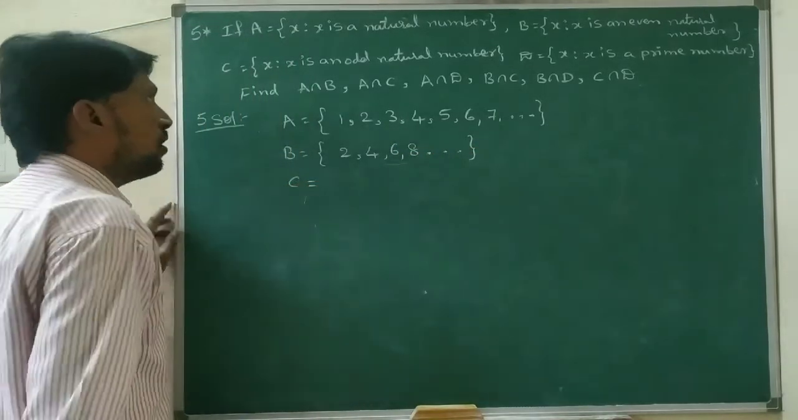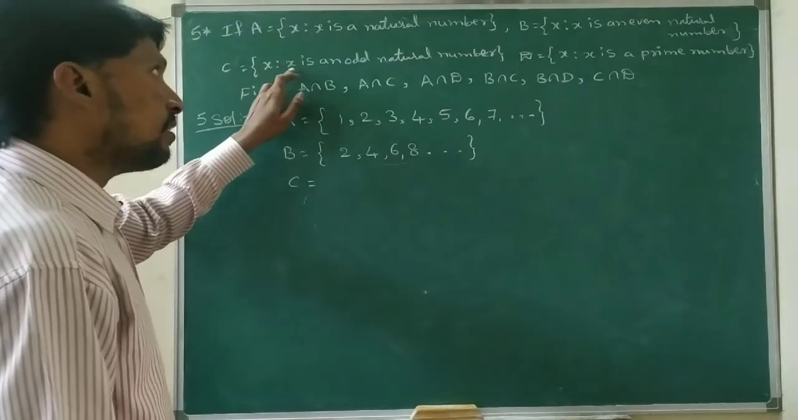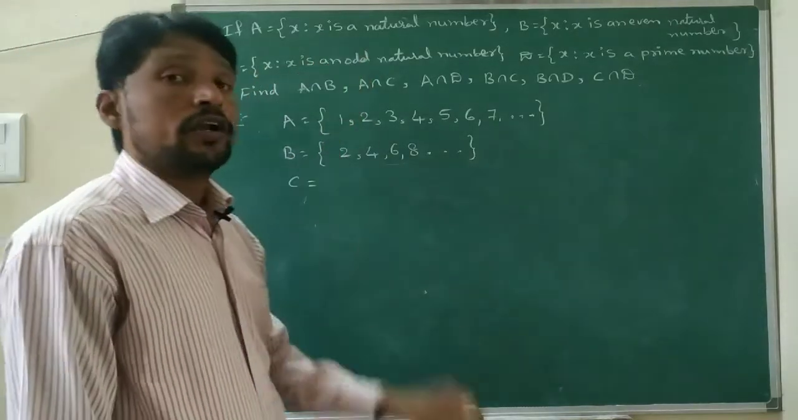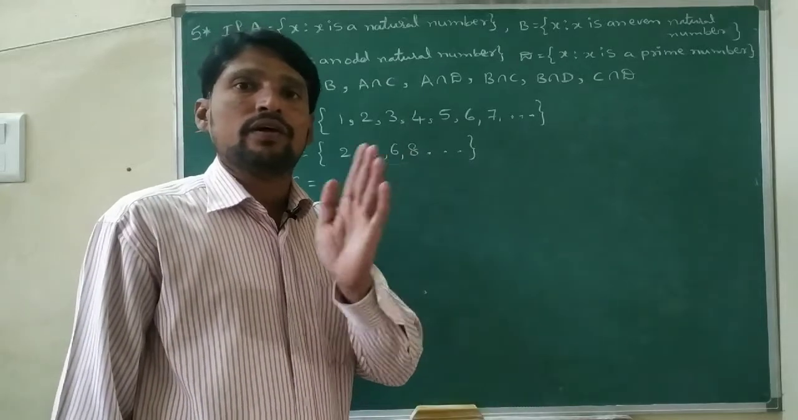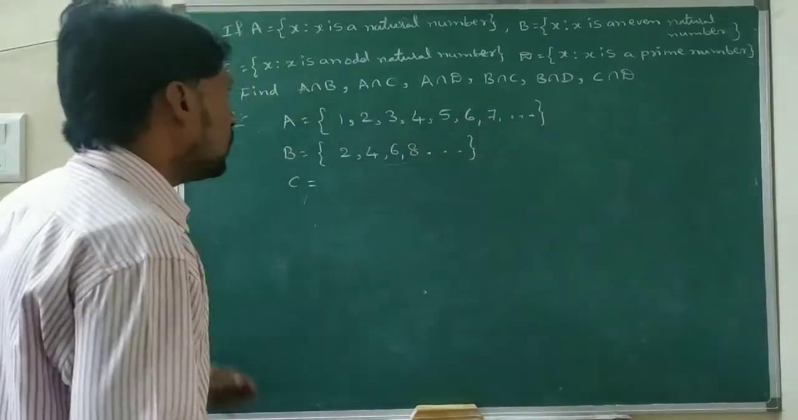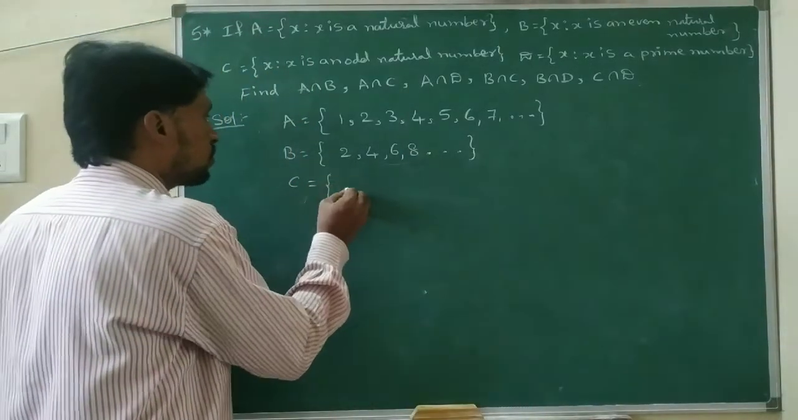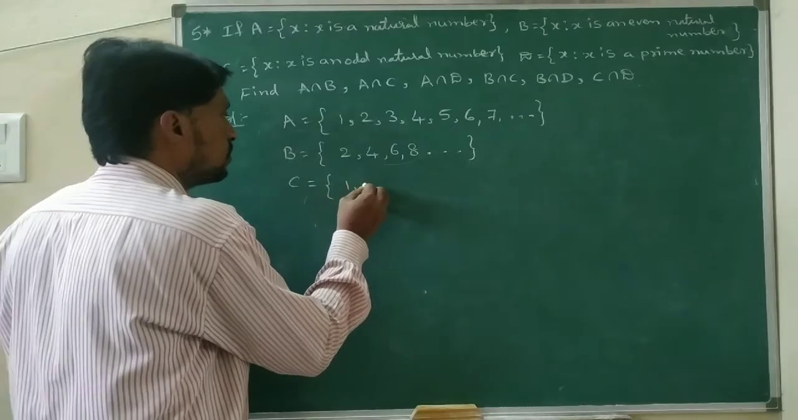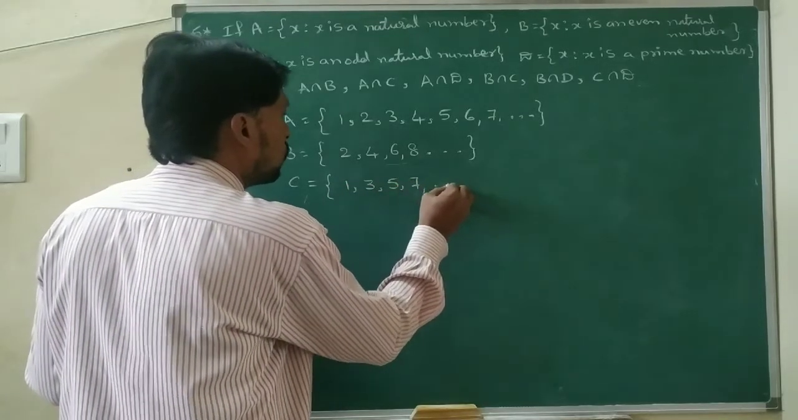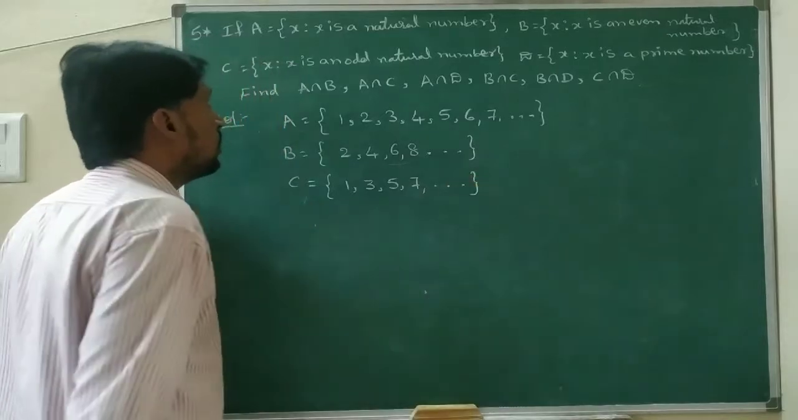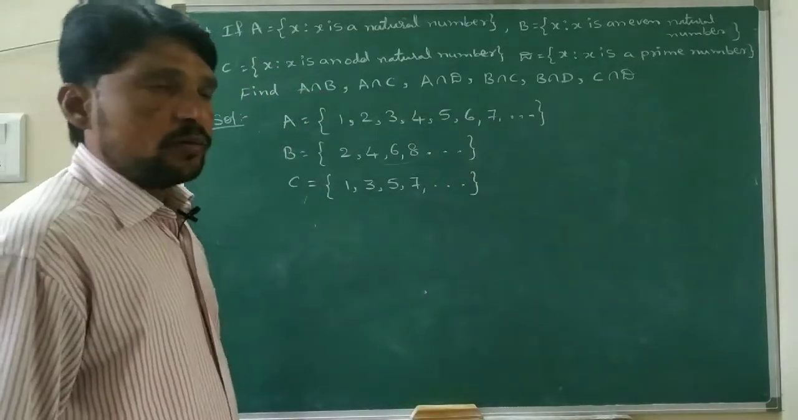Next, C equals, what is C? X such that X is an odd natural number. What are odd numbers? 1, 3, 5, 7 are called odd natural numbers. So that one we can write as 1, 3, 5, 7, and so on. This is odd natural numbers.